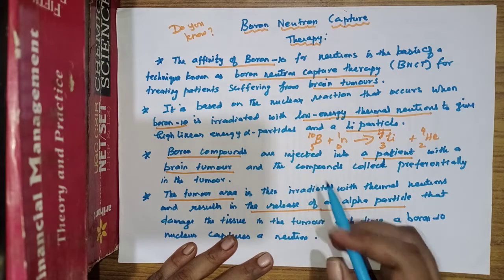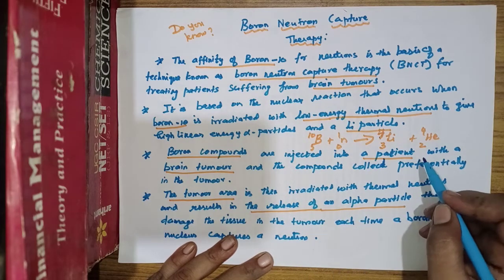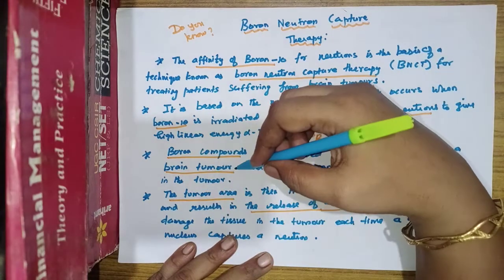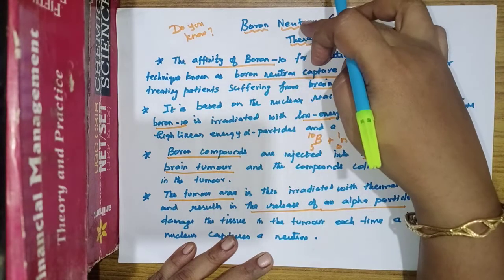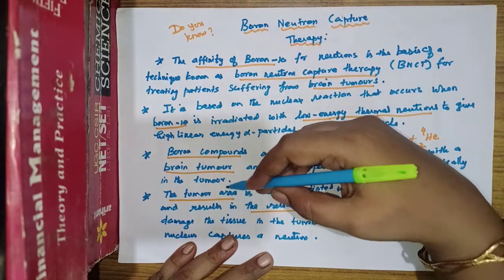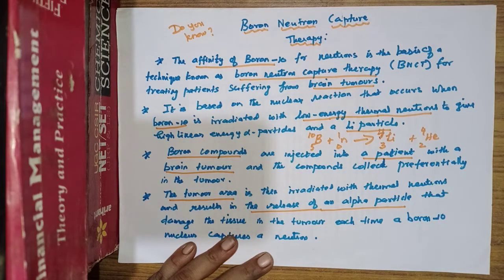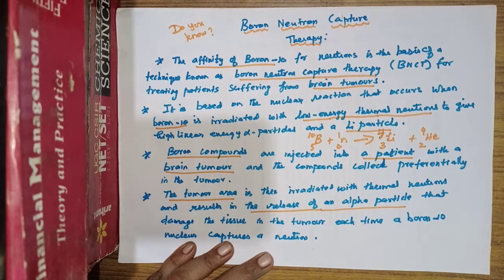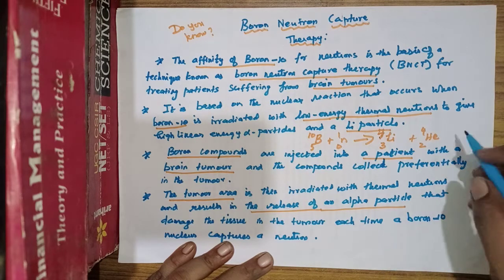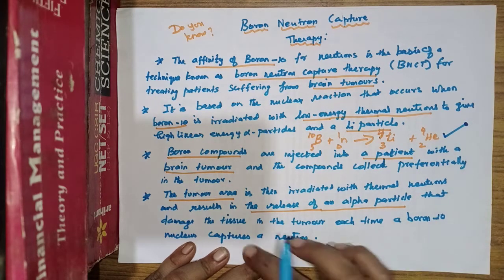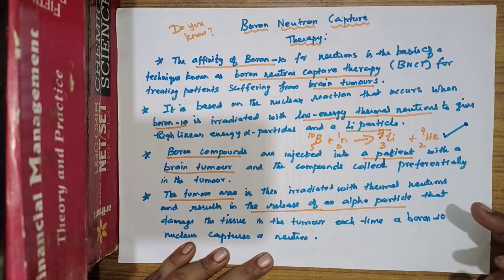The boron compounds are injected into the patient. Boron compounds are injected into patients with brain tumor. The boron-10 compound accumulates preferentially in the tumor. The affected part is irradiated with thermal neutrons. If irradiated, what do they release? They release alpha particles, and this alpha particle damages the tissue of the tumor.